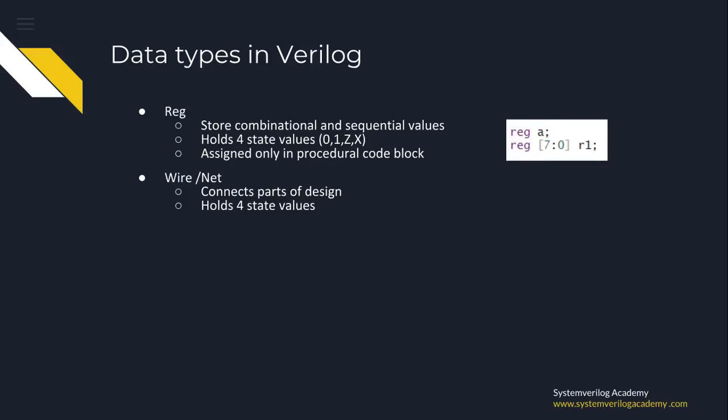A wire, or net type variable, cannot store values in it. It is rather used to connect different components in the circuit. To declare a wire type variable, use the keyword wire, and here is an example of declaring them.